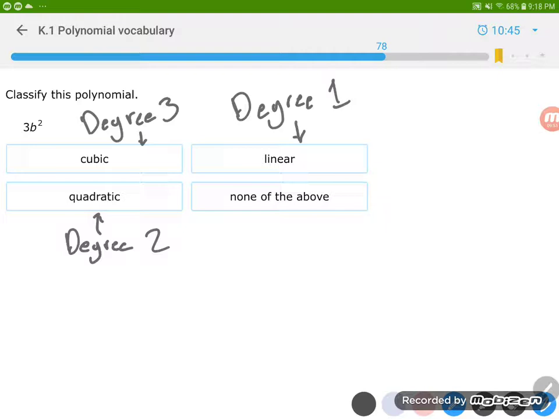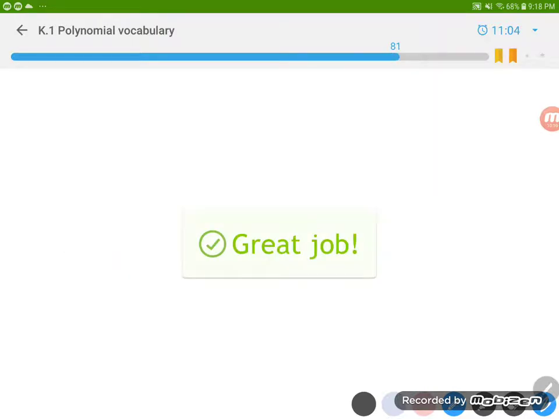Again, we do have some other more unique words for higher degrees, but we're actually going to stop at cubic. So now we just need to look at these options and figure out what the degree of our polynomial is. We see that we have a highest degree of 2 right here, which means that we will have a quadratic on our hands.